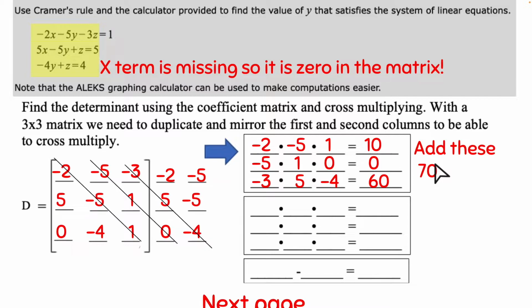And now I'm going to cross multiply going the other way, because remember when we did this with 2x2, we went down and we crossed over. So we still have to cross over that way. So now I'm going to start at the 3, and I'm going to go -3, -5, and 0.